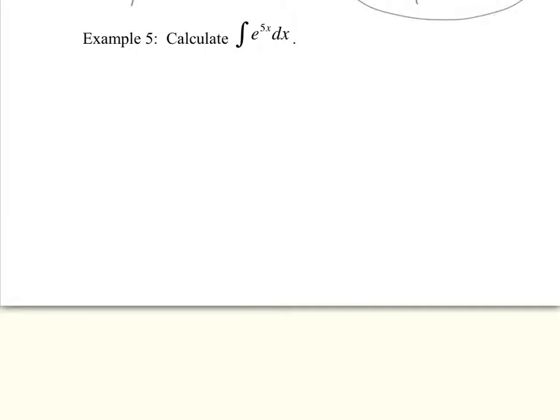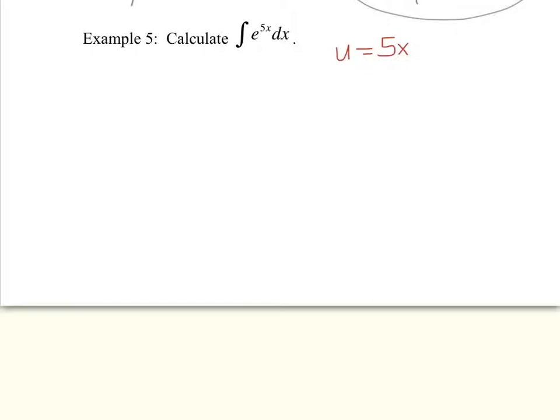All right, again, you might want to go ahead and pause the video and give this a try first, see how you do, or you can just do it with me. In this case, I'm going to make u equal to 5x. Sometimes it's just very obvious. Anytime you have e to the something, that's going to be your u.